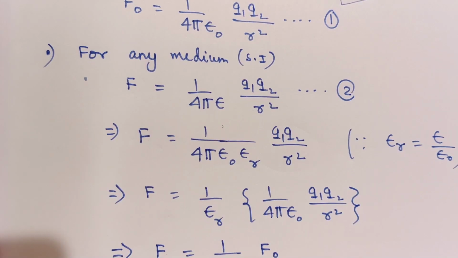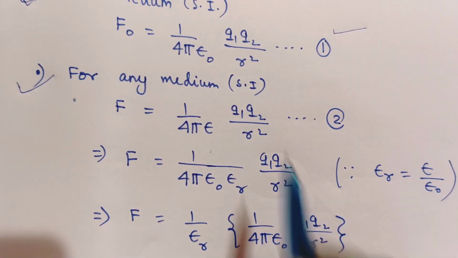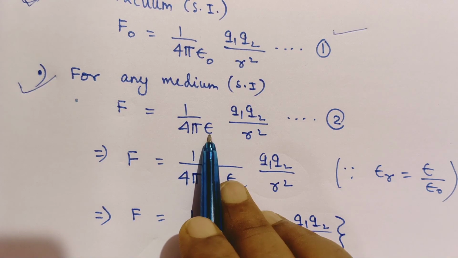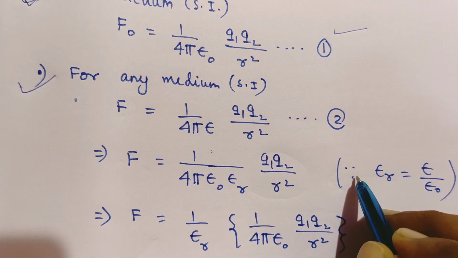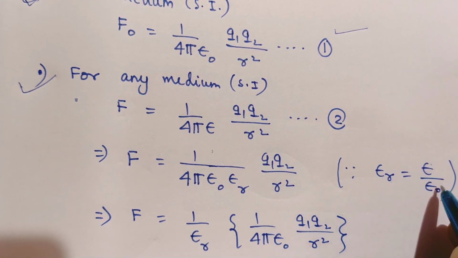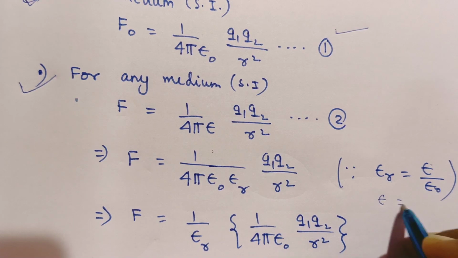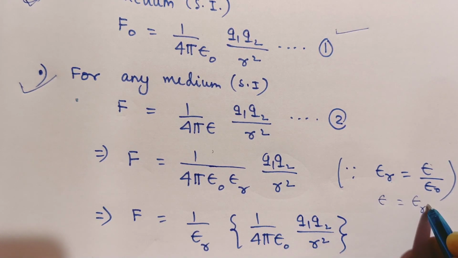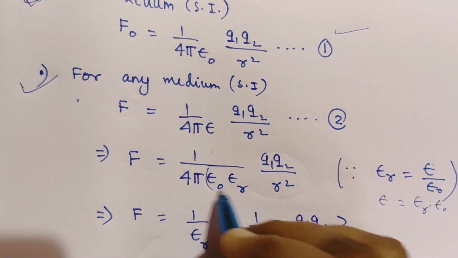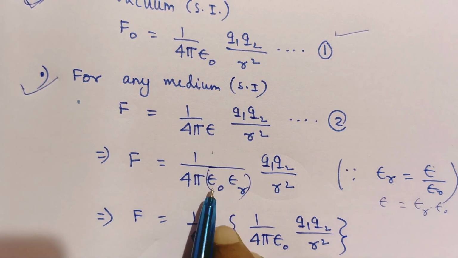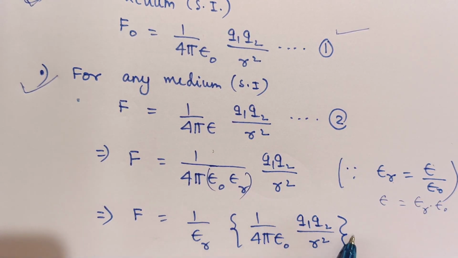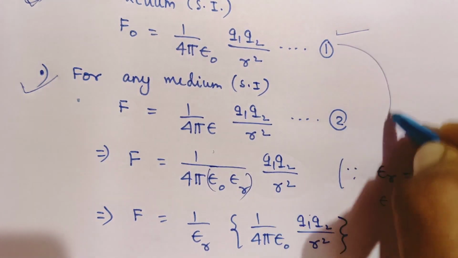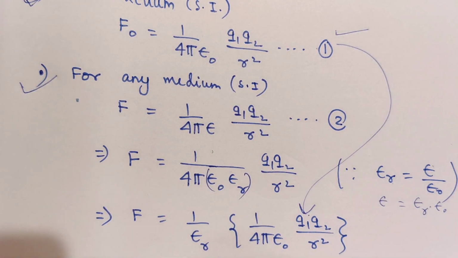If you want this formula in any medium, instead of epsilon naught you just give the notation epsilon. Then you change this epsilon. How will you change? Now you just recall that epsilon r is equal to epsilon by epsilon 0. So epsilon will be epsilon r into epsilon 0. Instead of epsilon, I put epsilon naught into epsilon r. Epsilon r is kept outside, so inside the bracket is 1 by 4 pi epsilon 0, Q1 into Q2 by r square. And this one is obtained from equation 1, that is F0.